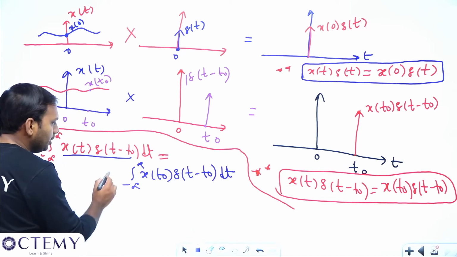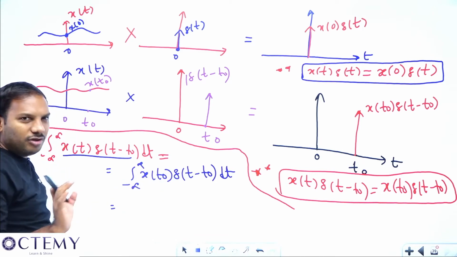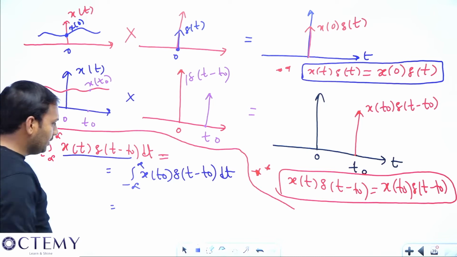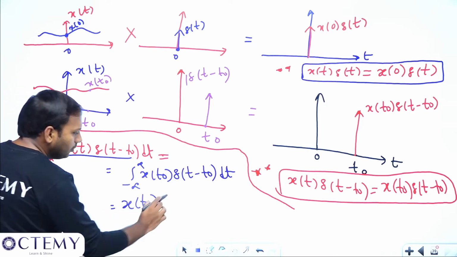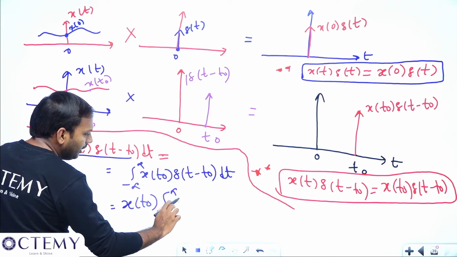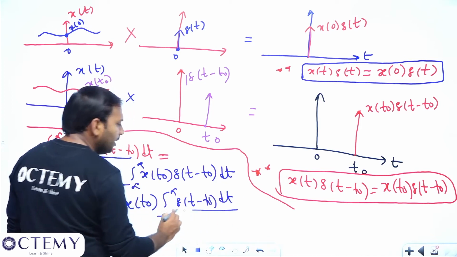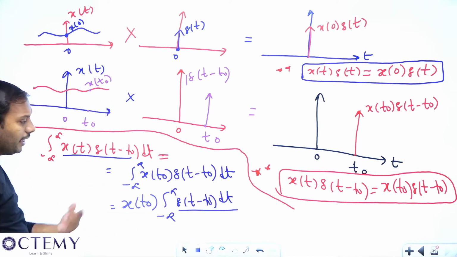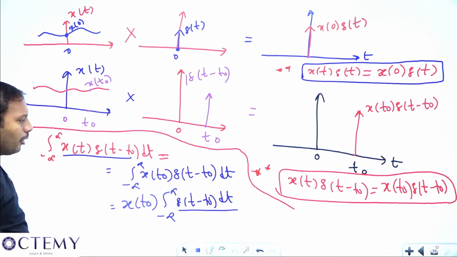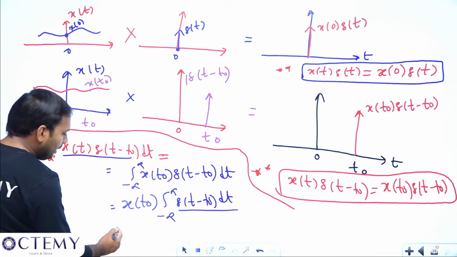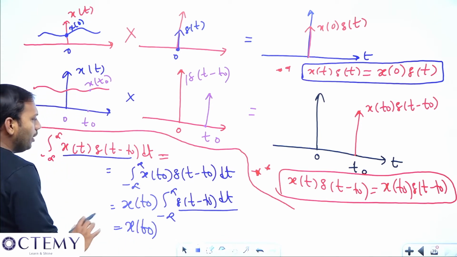Okay, so now see here, students, x(t0) is a constant value, isn't it? Yes, you can take out x(t0), a constant value, leaving the integral from minus infinity to plus infinity of delta(t minus t0) dt. What is the area under the impulse function from minus infinity to plus infinity? It is always 1, from the properties of the impulse function. So directly the answer is x(t0). No need to evaluate.